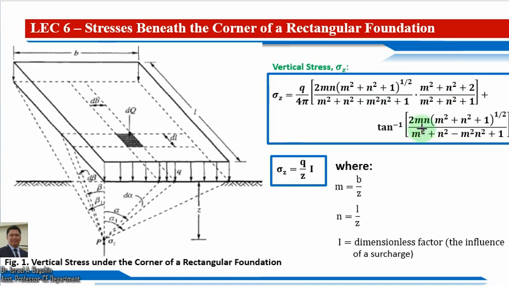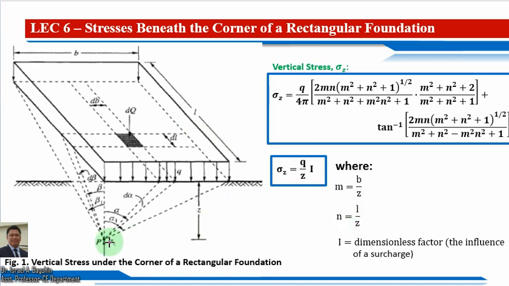So if you reduce this vertical stress formula, it is simply equal now to q over z times this I, which is our influence factor, this dimensionless factor, which is the influence of a surcharge, since we are considering here uniform pressure, this q. So our m is just simply equal now to the ratio of your b over the depth z, and your n is just the ratio of your length here over the depth z.